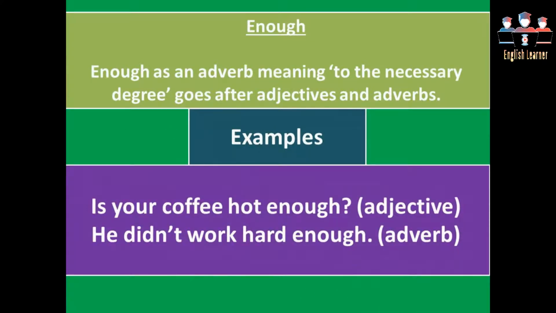Is your coffee hot enough? In this example, enough is used at the end of the sentence, and it is indicating the meaning of hot coffee. Hot is actually an adjective, and it is directly linked with the coffee in this example. Example number 2. He didn't work hard enough. In this example, enough is indicating work hard, whereas hard is an adverb because it is linked with the verb, which is work in this example.